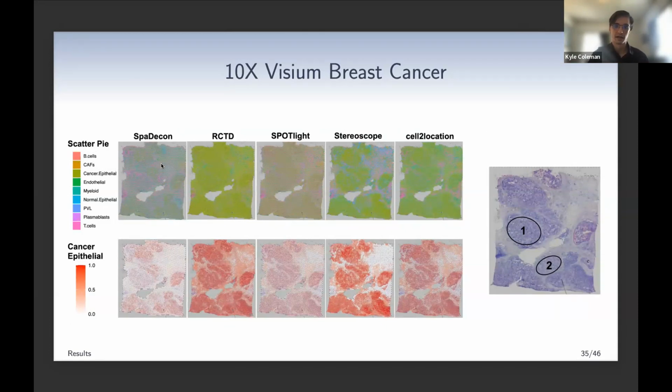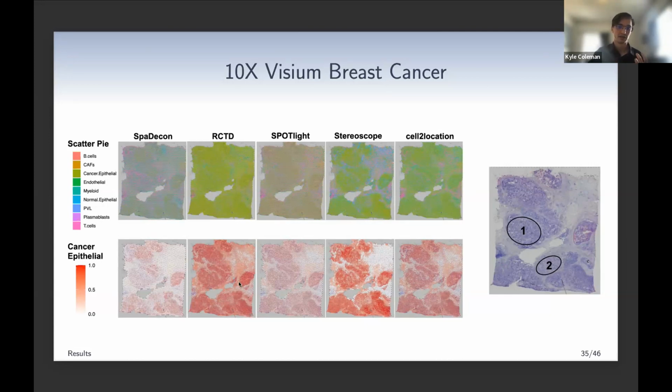And the main thing to note is that for SpaDecon and Spotlight, you see a lot of different colors, which should be common for this tissue section because it's a cancerous tissue section, which means that it's very heterogeneous. You have a lot of spots that are a combination of cancer cells, immune cells, and cancer-associated fibroblasts, and so on. However, when looking at RCTD and cell2location, a vast majority of the spots are just bright green, which represents cancer epithelial cells. Even in the regions of this tissue section that aren't tumor, they have very high proportions of these cancer epithelial cells.